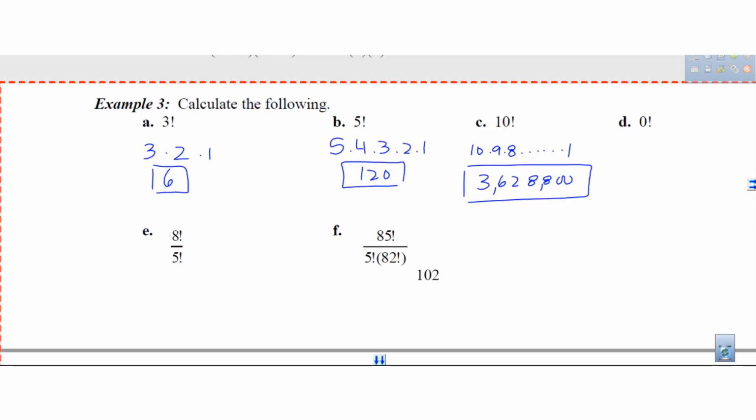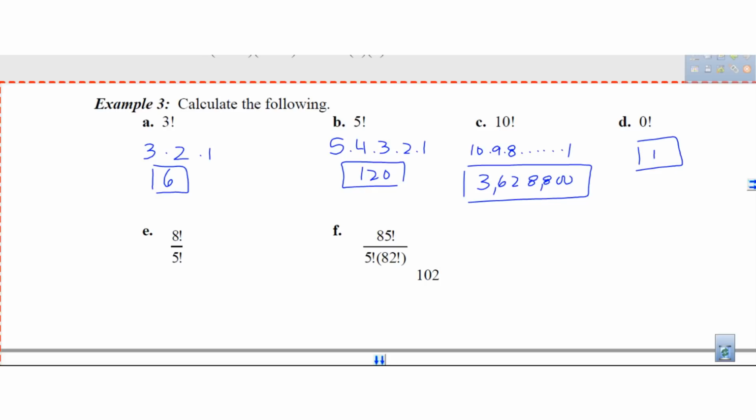The definition of 0 factorial is 1. I know it's strange that it's not 0. Basically, all these rules that these mathematicians came up with don't work unless 0 factorial is a 1. And you can put it in your calculator, 0, PRB, right, enter, enter, and you get a 1.